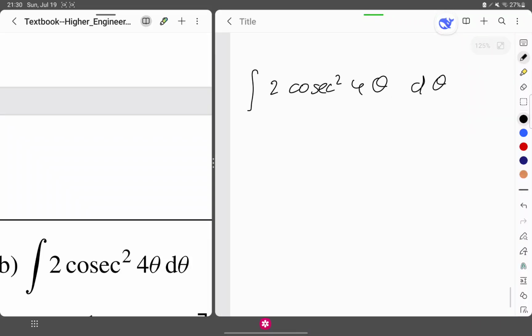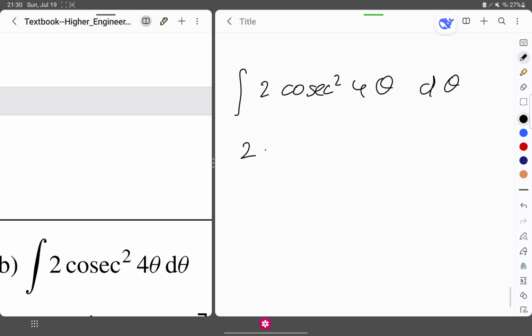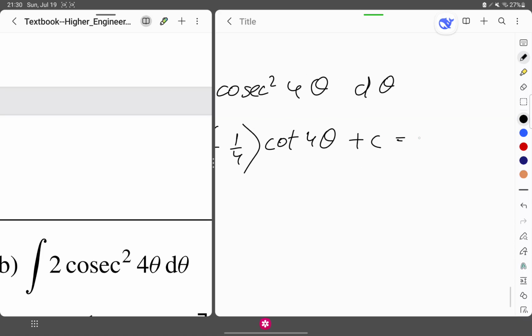And what about this one? 2 times cosecant square. Cosecant is 1 over sine, so it is 1 over sine square. The integral is negative cot, so negative 1 over 4 cot 4 theta, and it will be negative 1 over 2 cot 4 theta plus c.